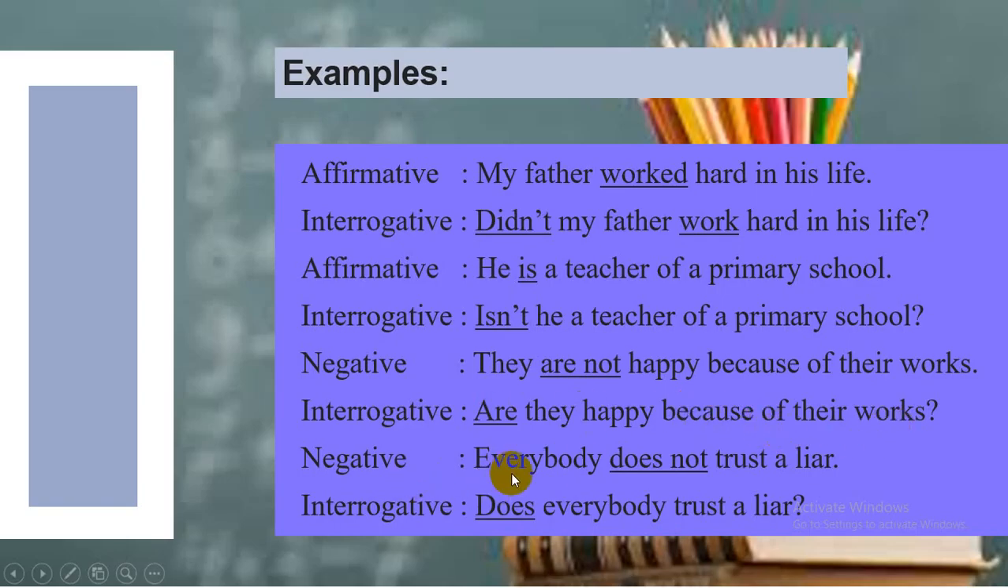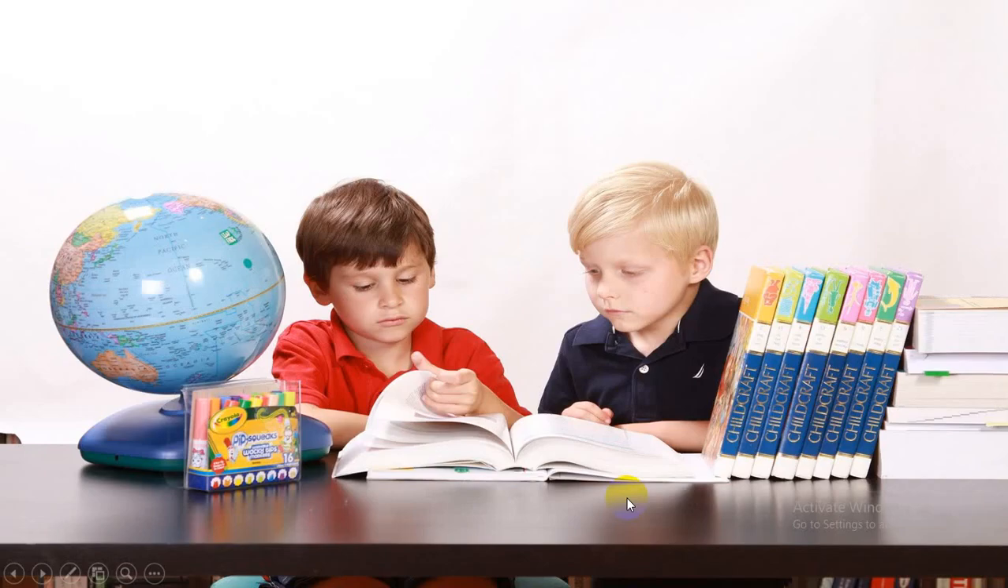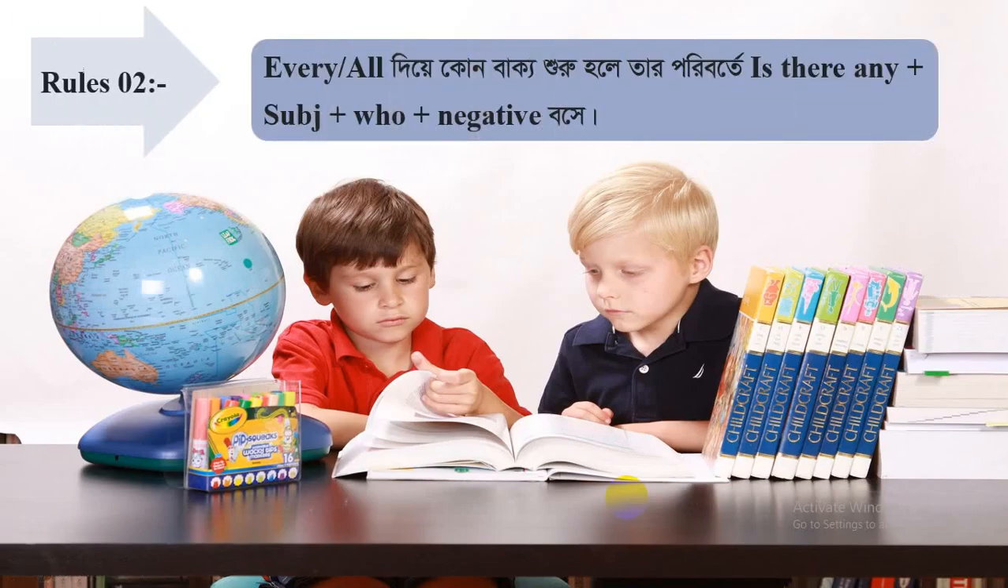The last sentence: as it is negative, we have to turn it into interrogative. Everybody doesn't trust a liar. That means everybody does not trust a liar. Here the negative word is there, so we have to make it interrogative. So: Does everybody trust a liar? So those are the examples. Hopefully you have understood very easily. So let's come to the next rule. Rule 2.